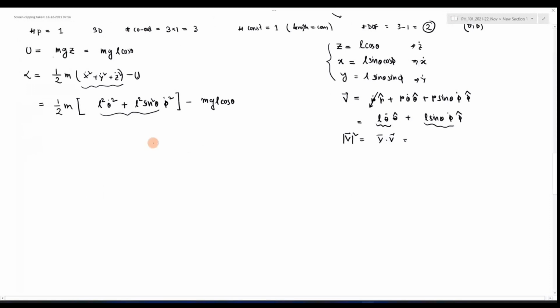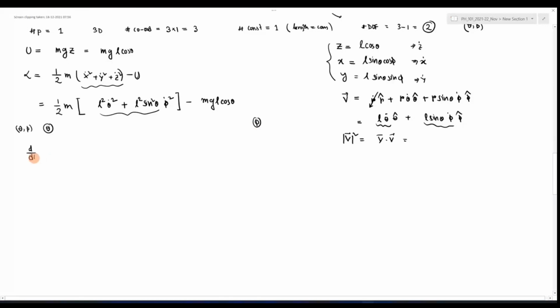Now, once you get this Lagrangian, it's very simple. We have two generalized coordinates here, theta and phi. First we will do it with respect to theta, then with respect to phi. So we will get two equations. Let us write the two equations.